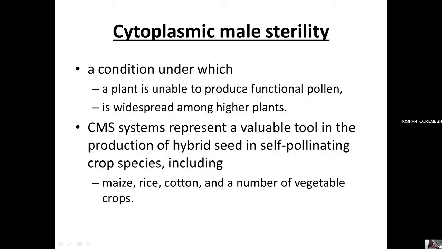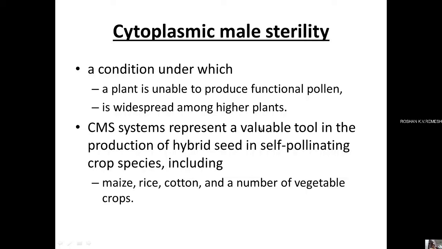Now we can study another maternal inheritance, that is cytoplasmic male sterility. So what is cytoplasmic male sterility? Actually, this is a condition that can be commonly observed in some of the higher plants. In these higher plants, they are unable to produce a functional pollen.